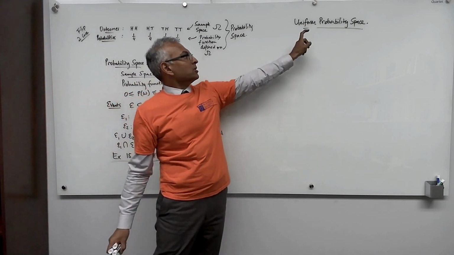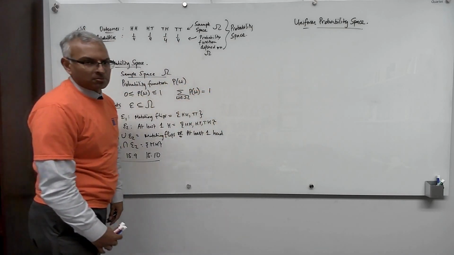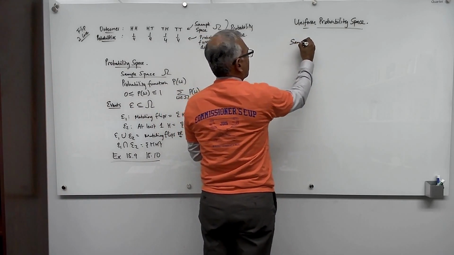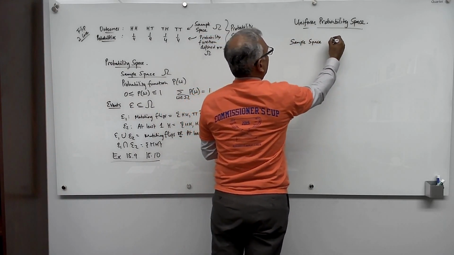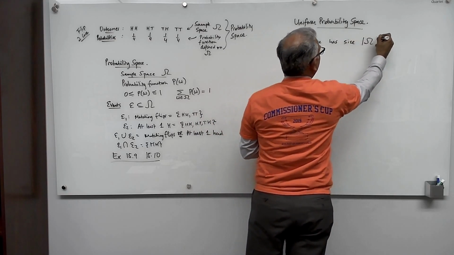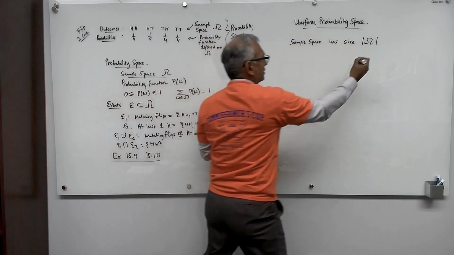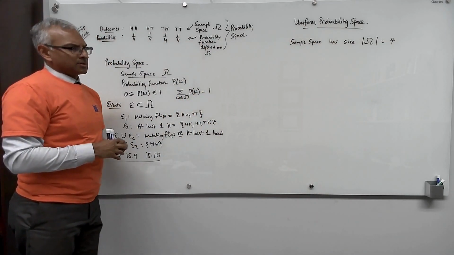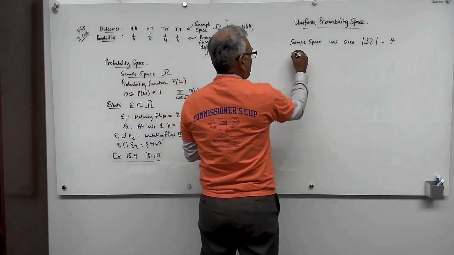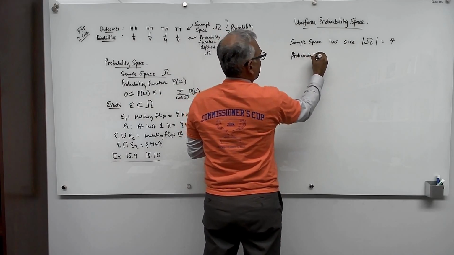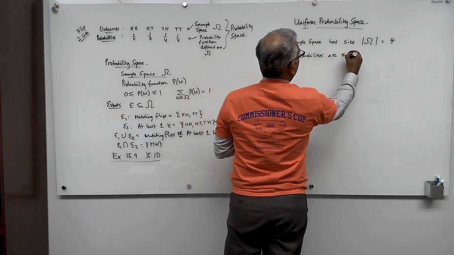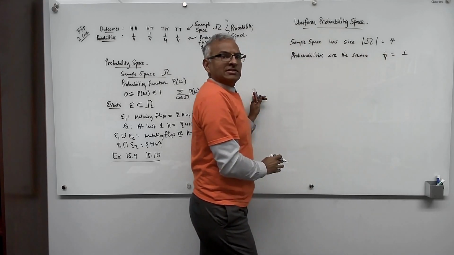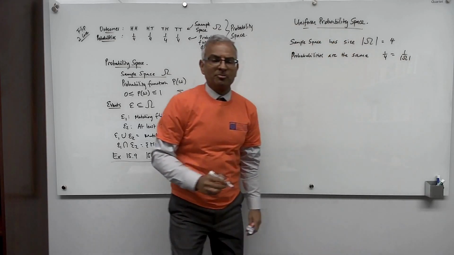Now we're going to move on to a probability space, the uniform probability space. This is an example. In a uniform probability space, the sample space has size, size of omega. So in this case, 4 equals 4. And the probabilities are all the same, in this example equal to 1 over 4, which by coincidence happens to equal 1 over the size of omega. Well, that has to be.